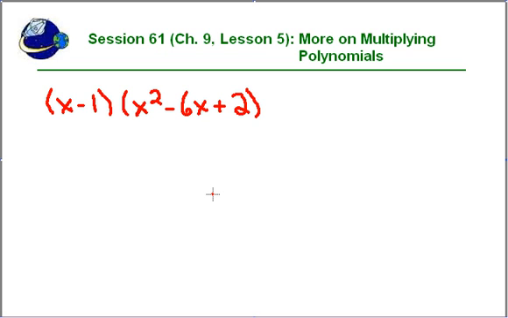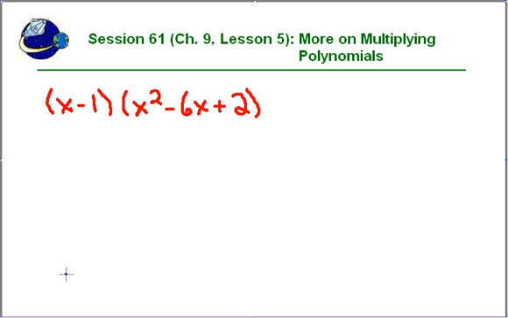Here in session 61, we're going to continue on with multiplying by polynomials. The only difference between this session and the previous one, session 60, is that instead of lining our polynomials up vertically like we did in 60 and then multiplying, we're going to multiply them as they're written horizontally. That's the only difference between the two lessons. So let's go ahead and start.